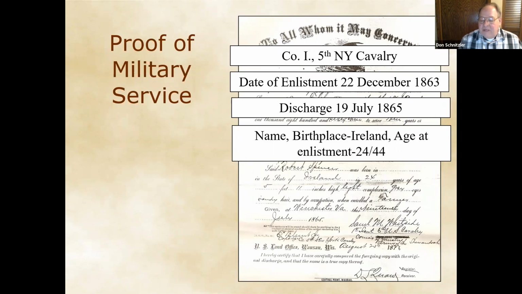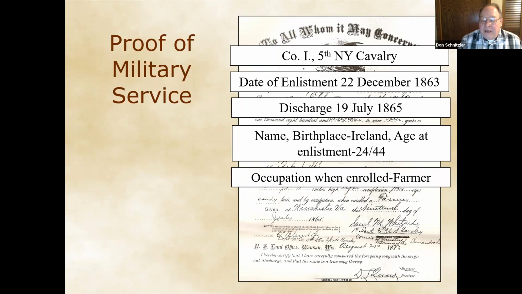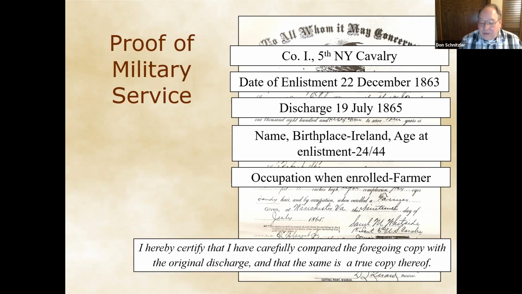The one thing that's interesting on this form is that it says his age is 24, and you can see that right here. In actuality, he was 44 years old and the father of 9 kids already when he went into the service. Asked what the occupation was, and he says he's enrolled as a farmer. And then again, there was someone who made a copy of this form, said they had certified all the information and that it was a true copy thereof. But this was a mistake that was not on the original discharge papers.